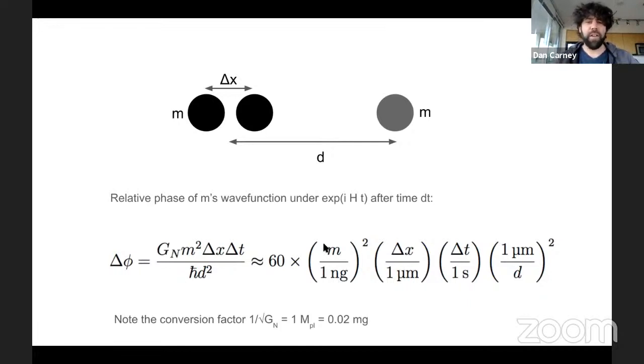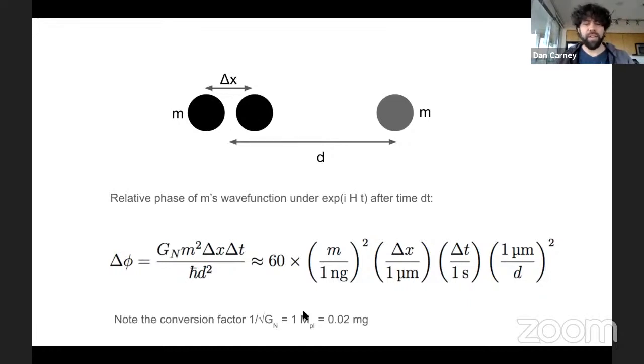So I put in nanogram masses, I put in micron distances, and I put a second for the time that you run this. So you can obviously move these numbers a little bit, but the basic statement here should be that at these sort of tiny but macroscopic scales, nanograms, seconds, stuff like that, that's when these types of low energy quantum gravity effects, if you want, will become appreciable. This is the scale at which I can actually measure the relative Newton potential between these two masses.